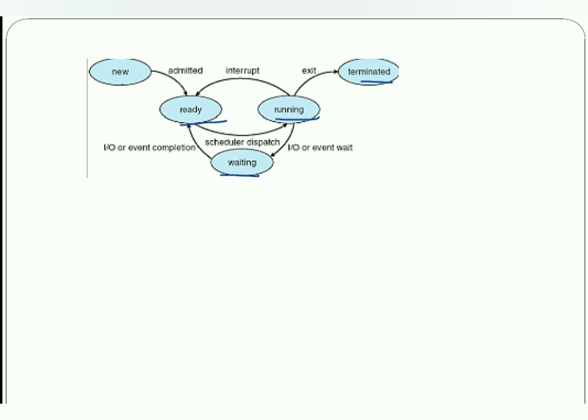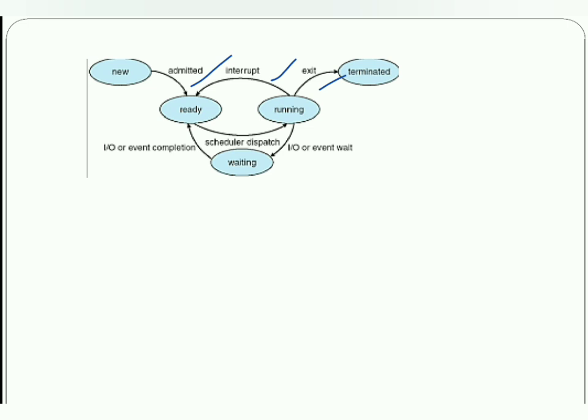That is running to block. So the process will be created here and the process will enter the ready state. So it will become new to ready, and then ready to running and running to ready state. And then waiting to ready state, running to waiting state, and running to terminated state. So these are the 6 possible transitions in the process life cycle.